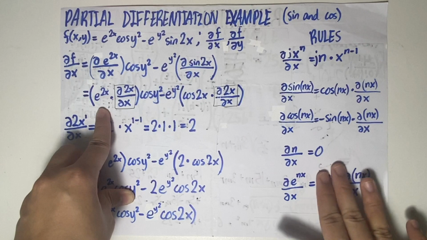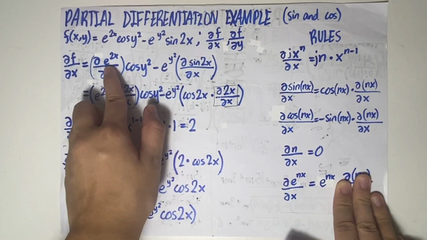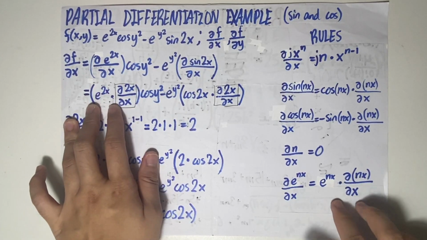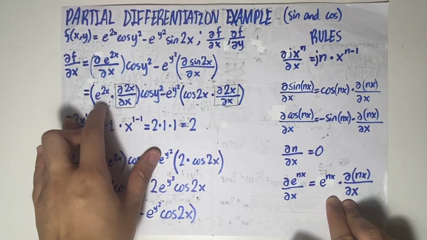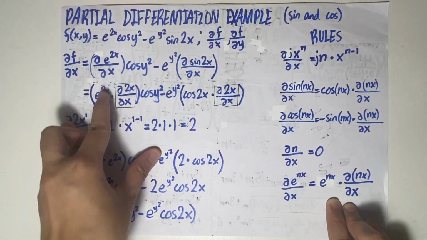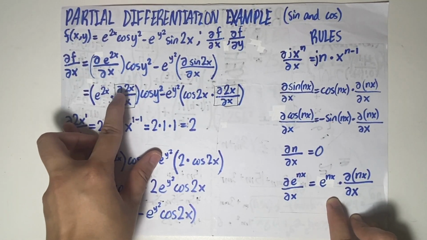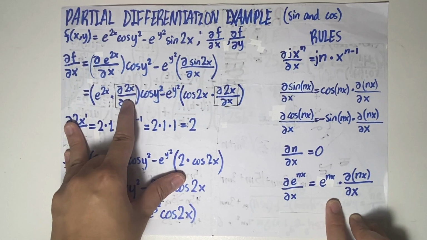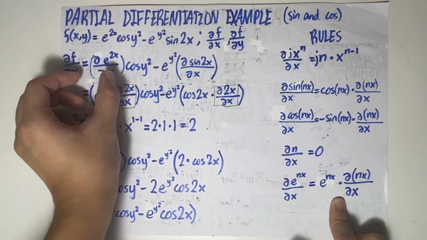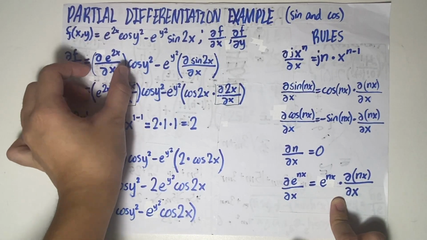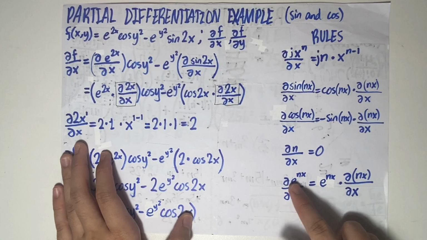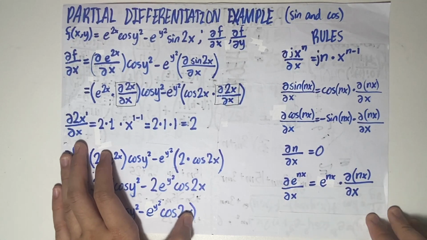So we have this here, and we've rewritten the derivative of e to the power of 2x right over here in terms of its rule. Here we have e to the power of 2x, times the derivative of 2x. That's what we have right here. Again, this is equal to this, as explained by the derivative rule for e to the power of nx.